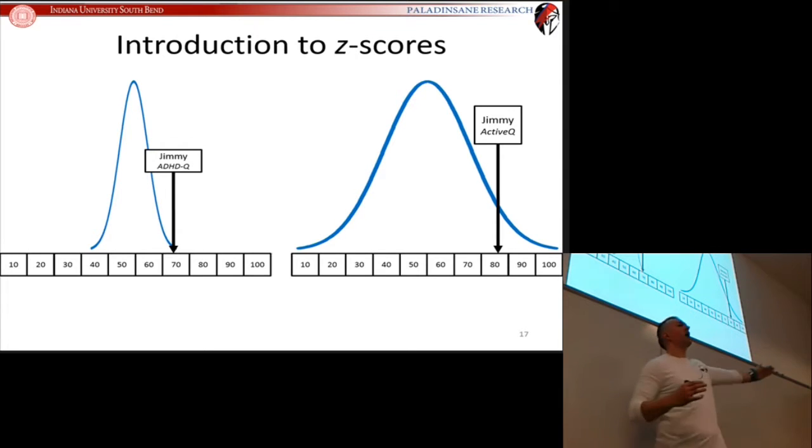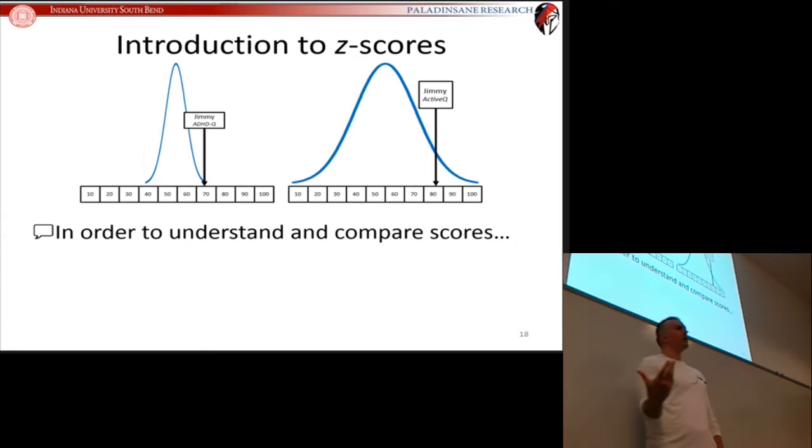He is very high, very extreme in this score. 70 on the ADHD Q is incredibly high. And that should be the behavioral issue that we tackle first. And again, we can only understand this by placing it into its context.